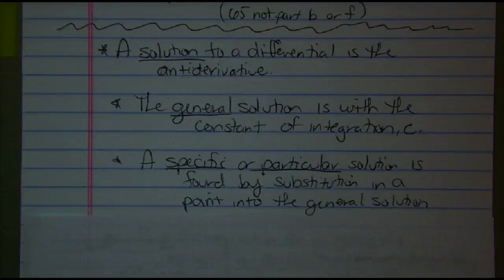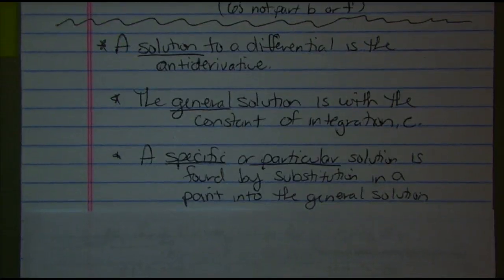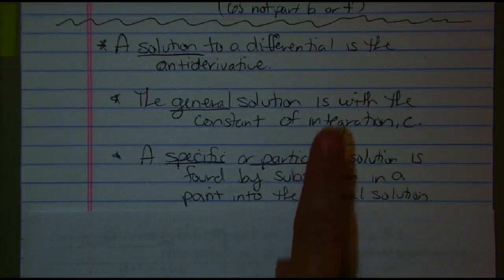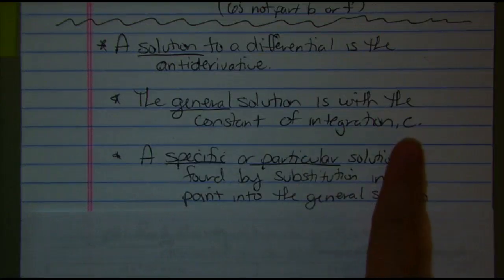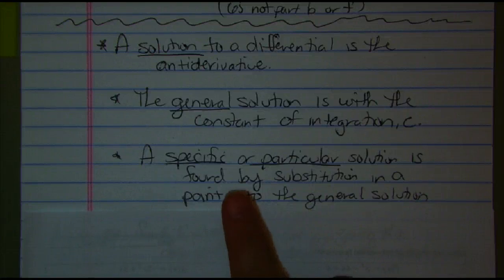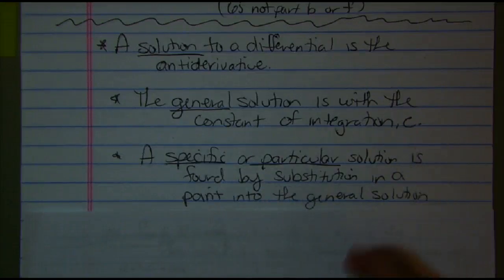Or there is a specific or particular solution, and that is found after you take the antiderivative and have your constant of integration C. You then substitute a point into that general solution to end up getting a specific or particular solution. In other words, you'll find a value for that C.